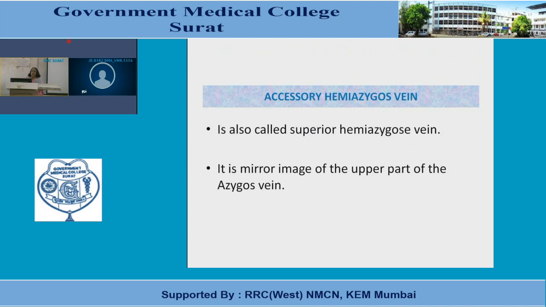Now another topic, that is the accessory hemiazygous vein. This accessory hemiazygous vein is also called the superior hemiazygous vein. Right? The inferior hemiazygous vein is the hemiazygous vein and the accessory hemiazygous vein is the superior hemiazygous vein. Here it is a mirror image of the upper part of the azygous vein. What about the hemiazygous vein? It is a mirror image of the lower part of the azygous vein. So the accessory hemiazygous vein is the mirror image of the upper part of the azygous vein.